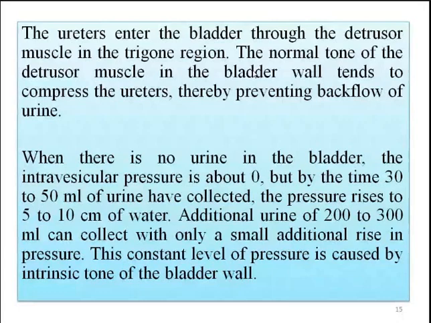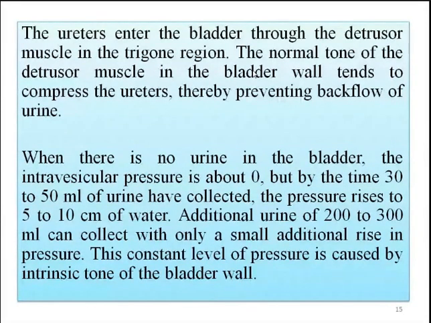When there is no urine in the bladder, the intravesical pressure is about 0. But by the time 30 to 50 ml of urine have collected, the pressure rises to 5 to 10 centimeters of water. When there is around 30 to 50 ml of urine in the urinary bladder, the intravesical pressure, that is the pressure inside the urinary bladder, rises to 5 to 10 centimeters of water. After that, additional urine of 200 to 300 ml can collect with only a small additional rise in pressure.